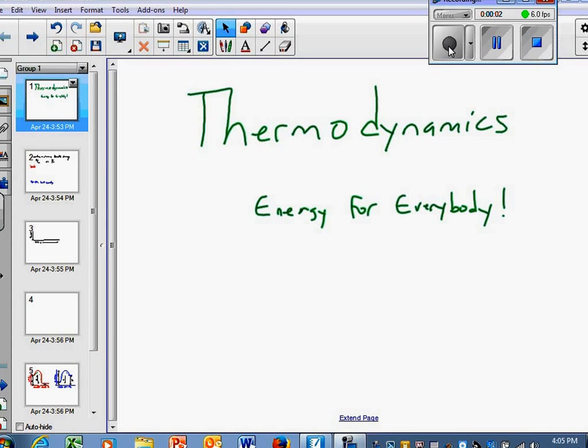Hi everyone, and welcome to the last unit in chemistry this year. We're going to start this unit with a topic called thermodynamics. Thermodynamics is the study of energy in chemistry and chemical reactions.